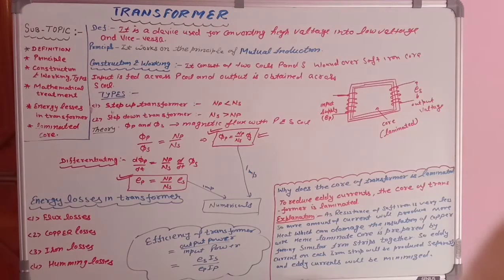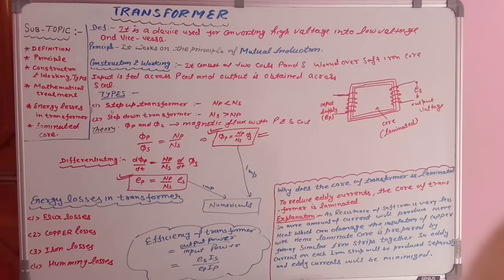In transformer we'll study the definition, the principle of transformer, construction and working with its types, mathematical treatment, meaning its theory, energy losses in transformer, and laminated core, meaning why the core of a transformer is laminated. So students, one by one we will take all these points. Let us start from the very beginning, that is the definition.